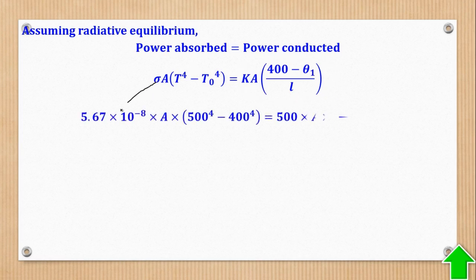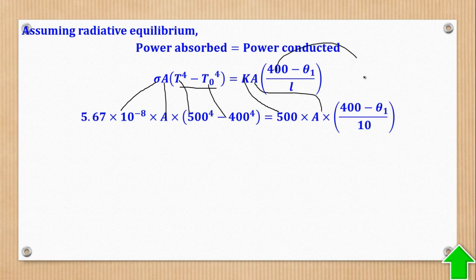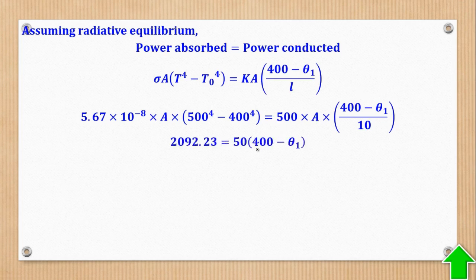So we'll come and substitute Stefan's constant, area, we don't know it. Then T minus T naught, thermal conductivity, cross-section area, then change in temperature, divided by the thickness. The good thing is that A can cancel and remain with theta 1 as the only unknown. So when you do that, after simplifying, opening brackets, and making theta 1 the subject, you shall come up with that as the temperature they wanted.